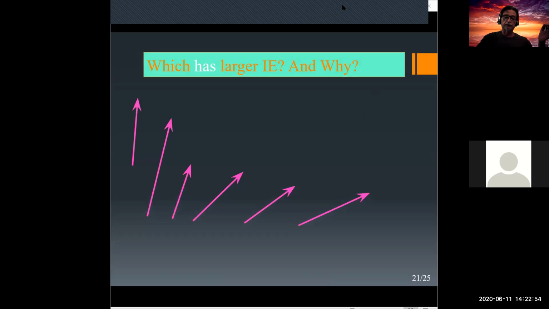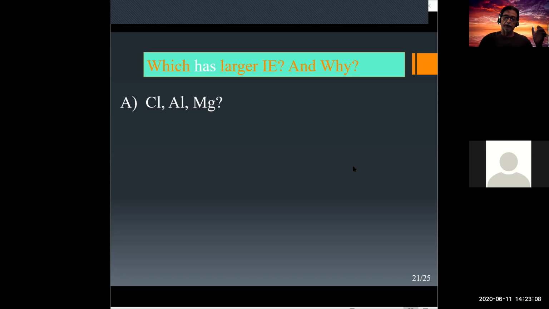Let me get rid of this stuff. Now let me ask you, do a compare and contrast. Which element has a higher or larger IE, ionization energy: chlorine, aluminum, or magnesium? You don't have to look at the periodic table to answer this question. You just have to recognize one thing. Of those three, do we have any nonmetals there? Is chlorine a metal or a nonmetal? What do you guys think?